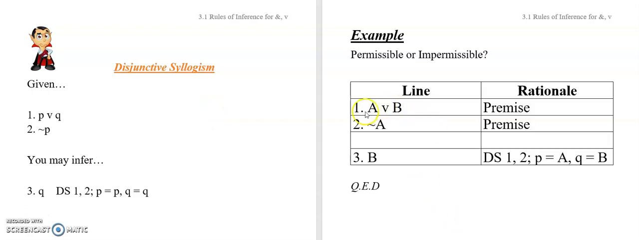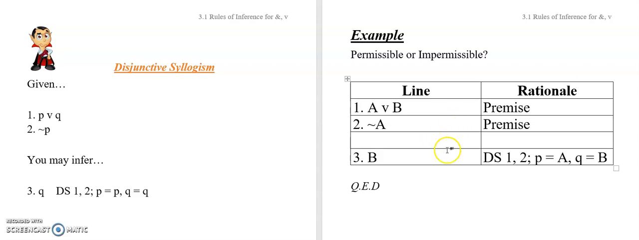Okay, so is this a legitimate application of the rule DS? Are you allowed to make this maneuver? Are you allowed to do this? Is this a permissible or an impermissible maneuver here? So you've got two lines, which is great. You're supposed to have two lines. One of them is A or B. The other one is not A. And from this, the person wrote down the string of symbols B. And they said that they did that by disjunctive syllogism on lines 1 and 2, where P was A and Q was B. Permissible or impermissible?